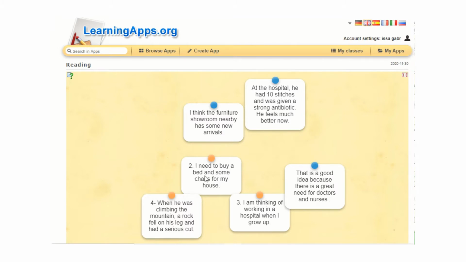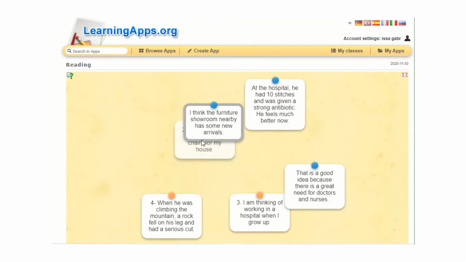Number 2. I need to buy a bed and some chairs for my house. Here, look at this. That's a good idea because there is a great need for doctors and nurses. Yes, not convenient. At the hospital, he had 10 stitches. No. Here, I think the furniture showroom nearby has some new arrivals. Yes. So, because furniture, أثاث, and here bed, chairs. So, this is the correct answer.